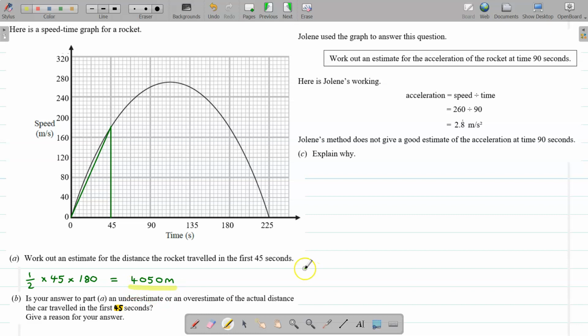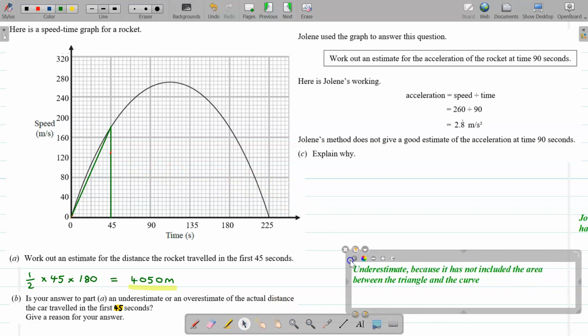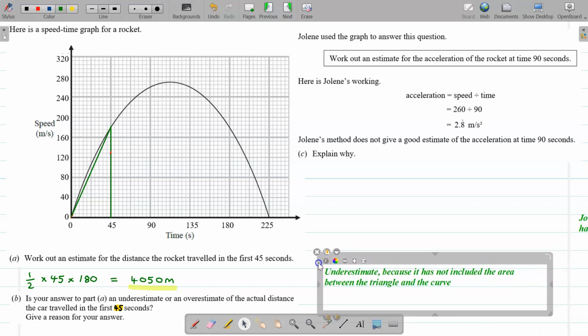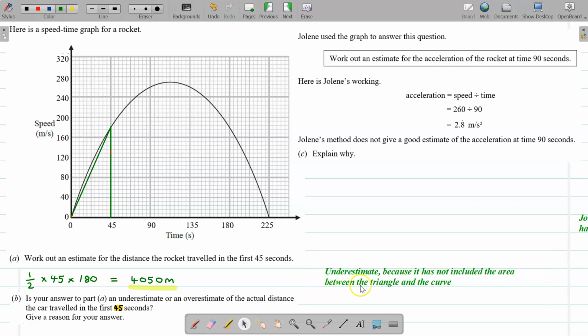And quite common in these questions, they then ask you about an overestimate or an underestimate. Okay, and there is also an error in the question here. This should have said 45 seconds here, so I've corrected that. So we can see that our estimate for part A is an underestimate because we haven't included the area between the line and the curve. Okay, and that's basically it. So I've already written that answer out in a way that would get you the mark, and it's there. Okay, an underestimate because it has not included the area between the triangle and the curve.